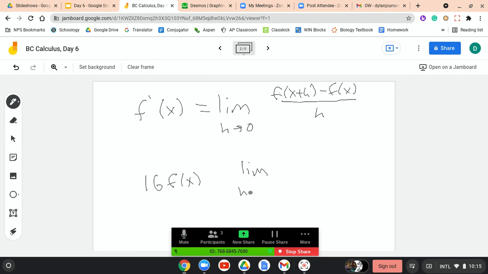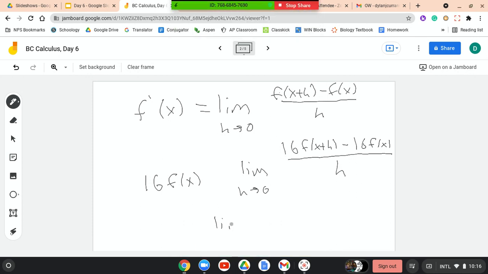We'd have the limit as h approaches 0 of 16 f of x plus h minus 16 f of x. Do you agree with that? Yeah, that makes sense. Cool. And we divide it by h. You'll notice that there's a 16 in the numerator and a 16 here, so we can factor it out, and we'll end up getting that this is the same thing as the limit as h approaches 0 of 16 times f of x plus h minus f of x over h.